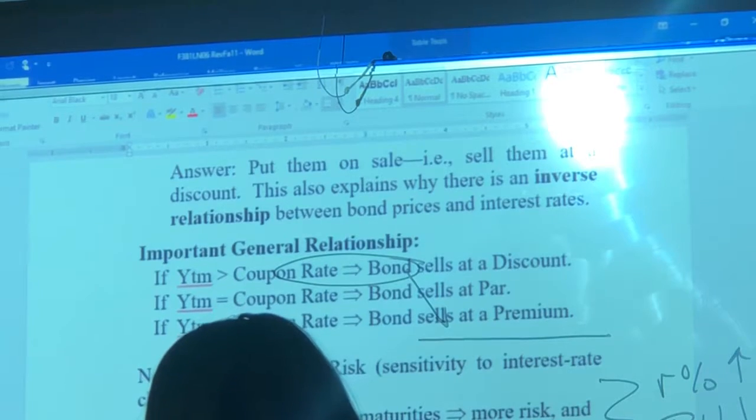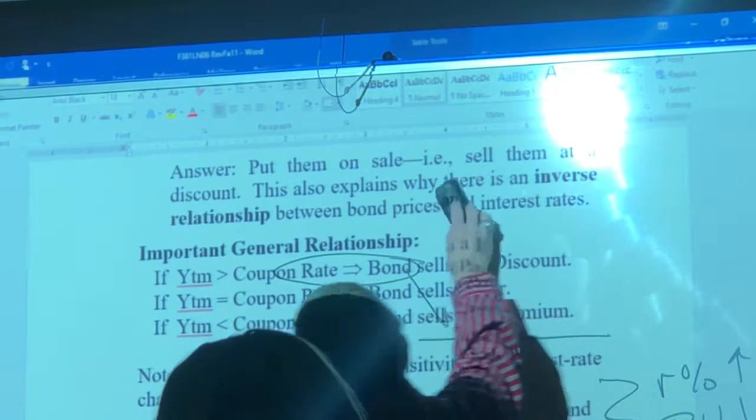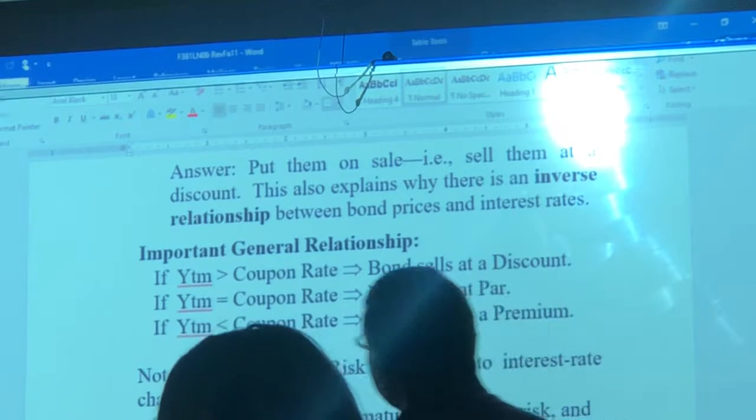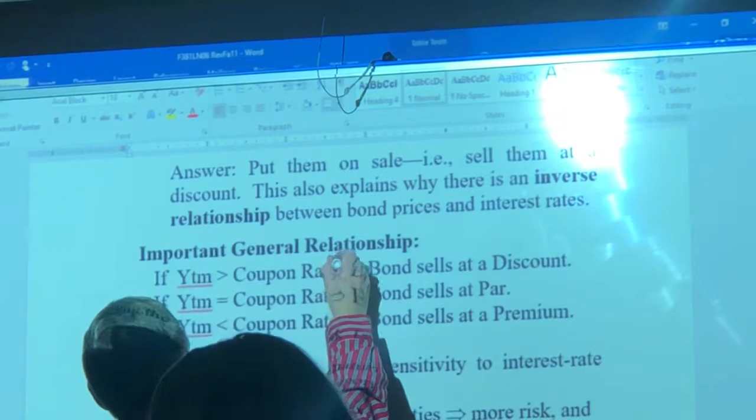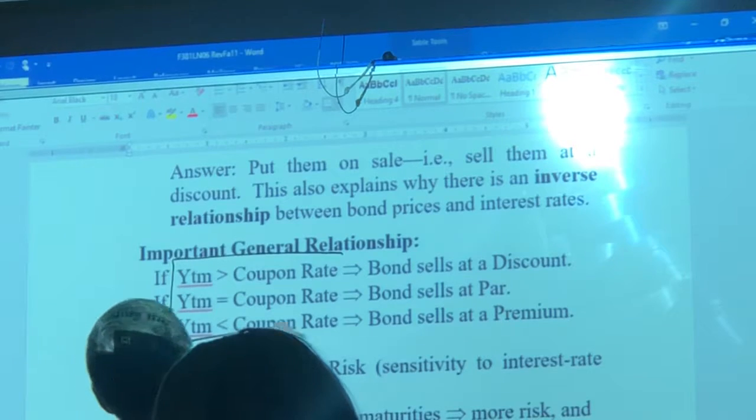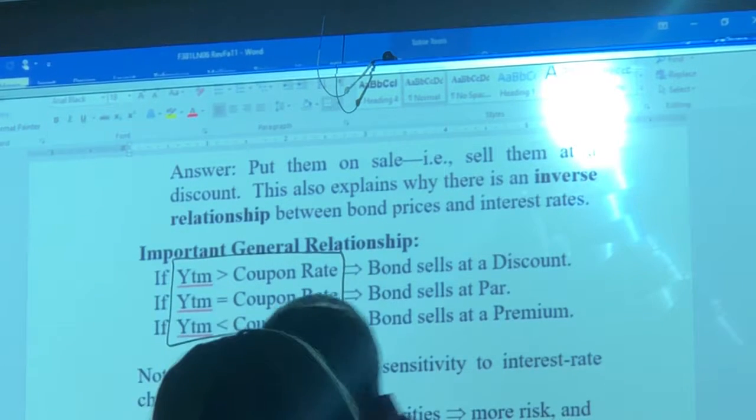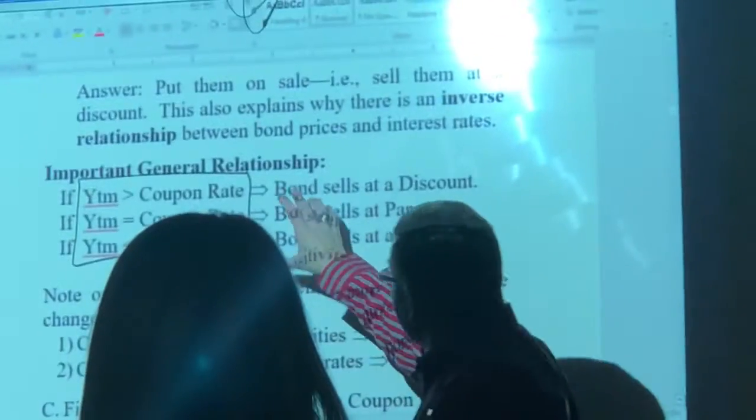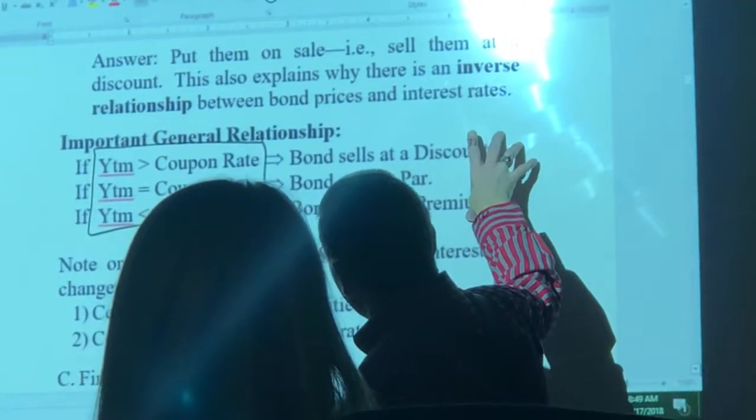That leads to this important general relationship. If we look at the coupon rate versus the yield to maturity from the quotation, it implies something about the price.